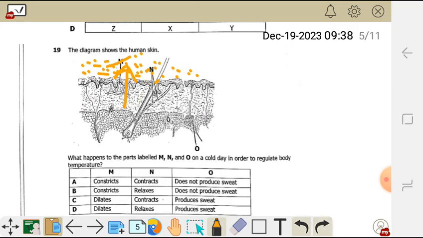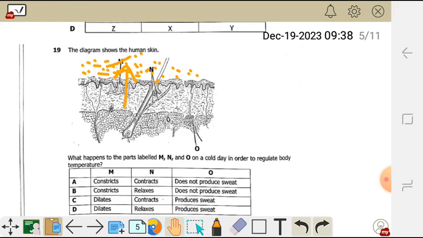So for the hair to be firm, this muscle which is here should contract. On a cold day, we need our vessels to constrict to reduce blood flow to the skin, and the hair to stand firm. So for it to stand firm, this muscle here, N, should contract. Then G, we have the sweat gland. You produce sweat when it is hot. But when it is cold, no sweat is going to be produced.